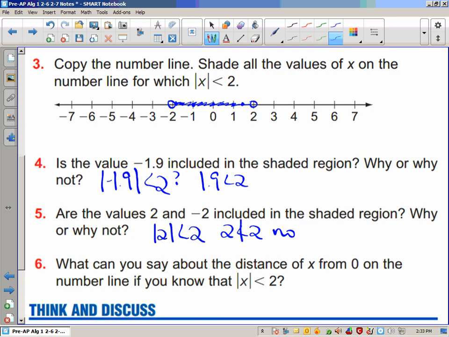So what did we just talk about? We just talked about in the previous section compound inequalities. Compound inequalities could look like what we just drew on this number line. So while we talk about some other things, try and think about what type of compound inequality that might be.